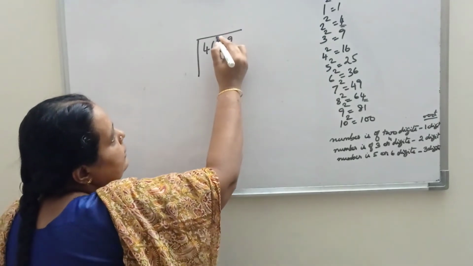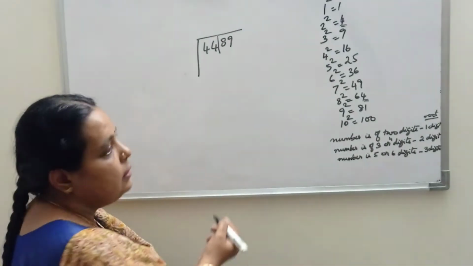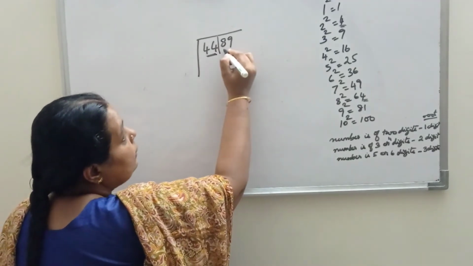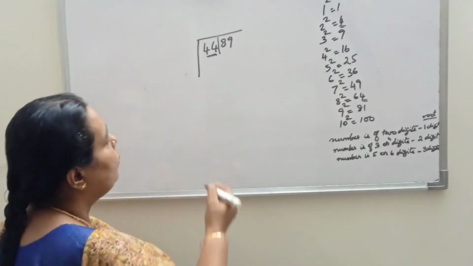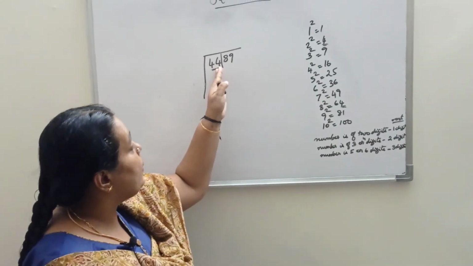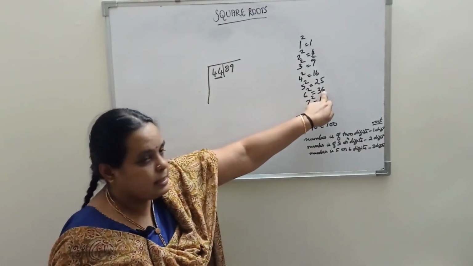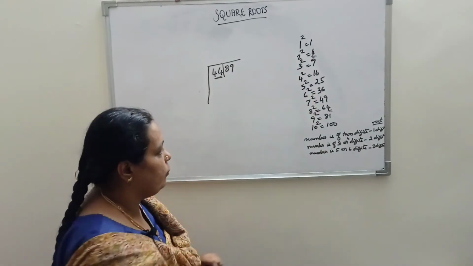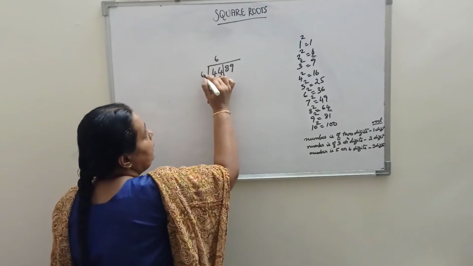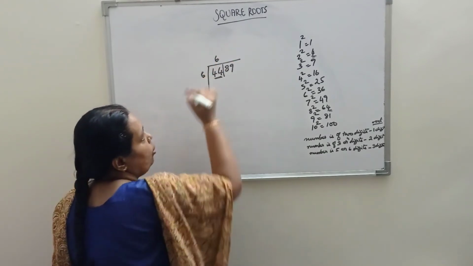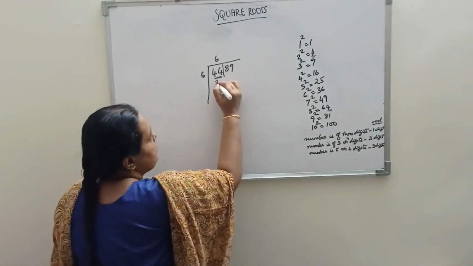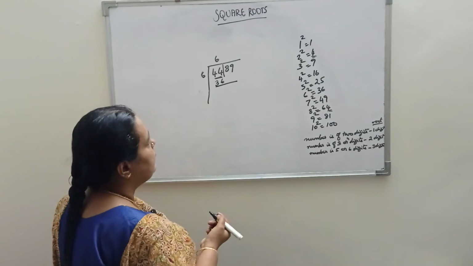First we have to divide the number into 2 parts because there are 4 digits. First we find the answer for this half, then we'll move on to 89. So first 44. What will be the nearest square to 44? 36. 36 is the nearest square to 44. So 6 and 6. Whatever number we write here should be written here also, because it's a square number. 6 6s are 36.